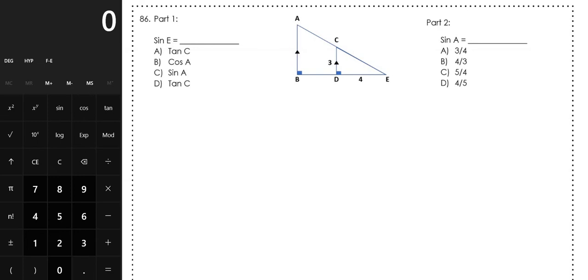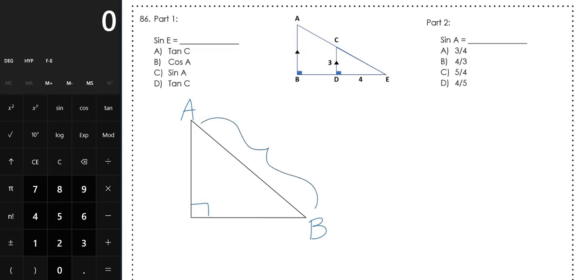Both of these parts, part 1 and 2, have to do with the sine and cosine of complementary angles. I just want to go over that before we get started. Sine and cosine of complementary angles only works with right triangles. If I have a right triangle, like I have pictured, the two angles, we'll call them angle A at the top and angle B, are complementary, meaning they're going to add up to 90.